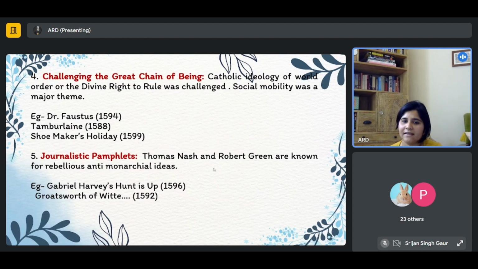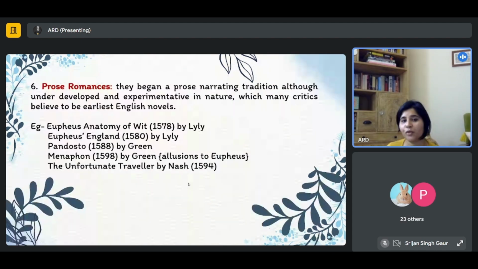So these are some of those examples. And there was prose romance. It was an experiment. We can consider it a novel, like John Lilly's Euphues: The Anatomy of Wit, Euphues and his England. Actually, it is Euphues and his England. So correct that. And then Pandosto, Menaphon.